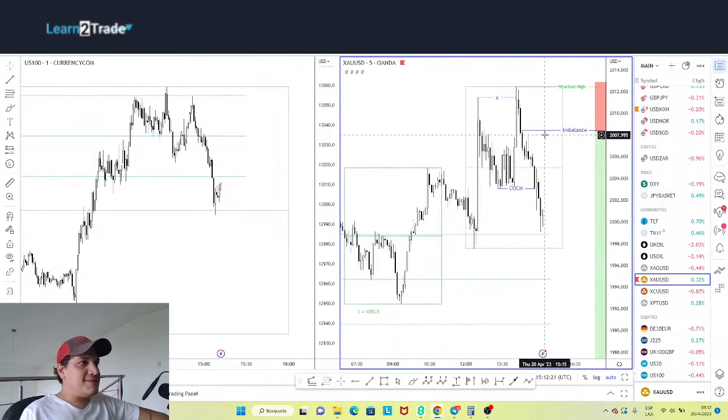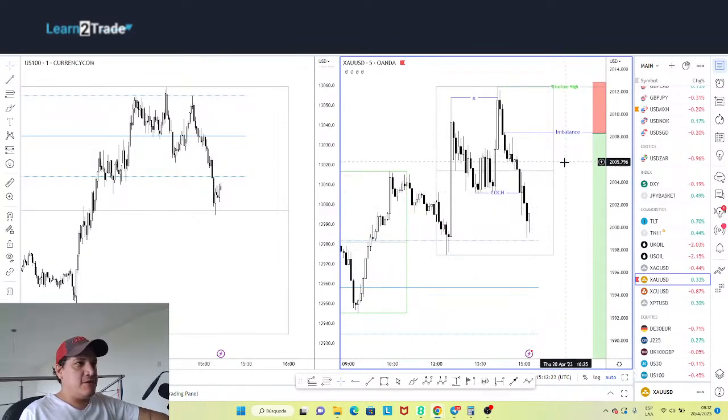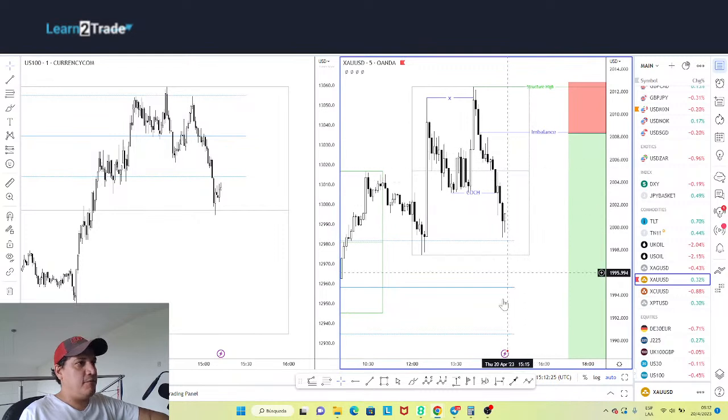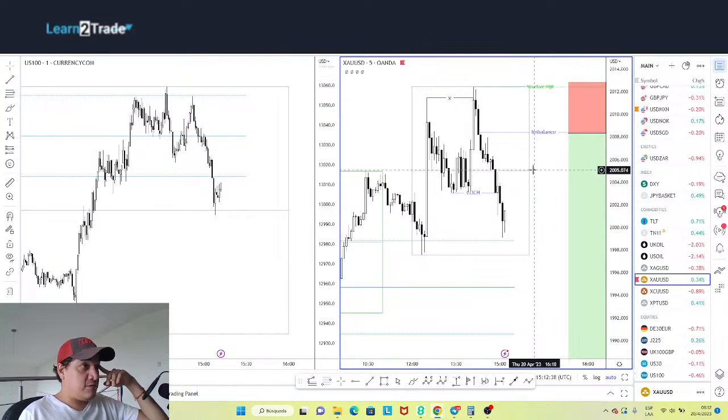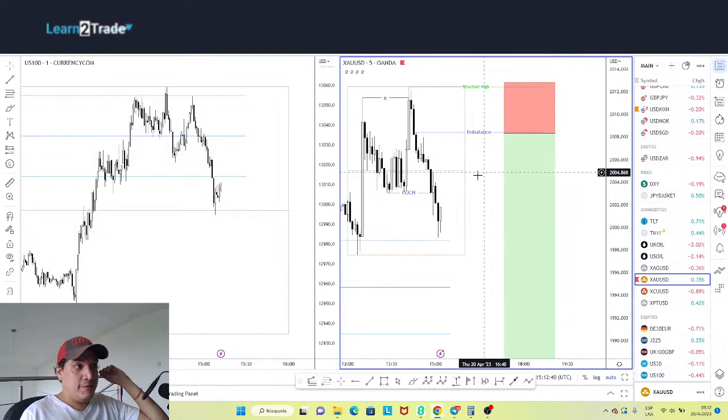All right, so this is a solid setup here in gold. Very, very solid setup. Let's see that equilibrium. My entry could be a little high, but still I need to stick with my guns.